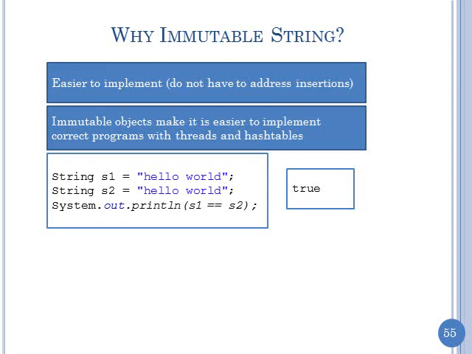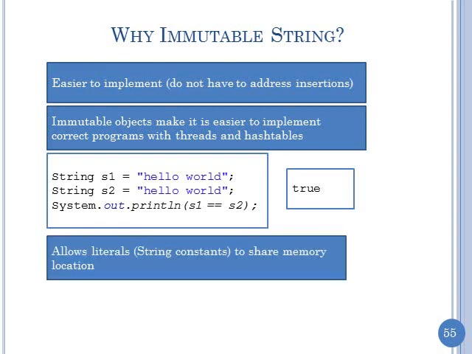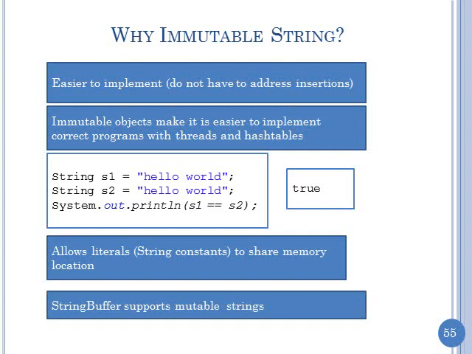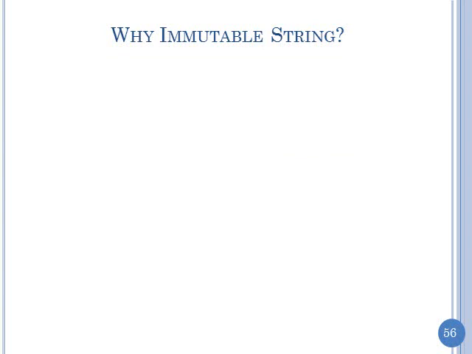So if I said new string, this will return false. That's when equals will return one thing and equals will return something else. So Java allows literals only, the things that are string constants, to share memory location. Not objects sharing memory, but just literals. Literals are 5, hello world, and so on. Okay, if you want a mutable string.